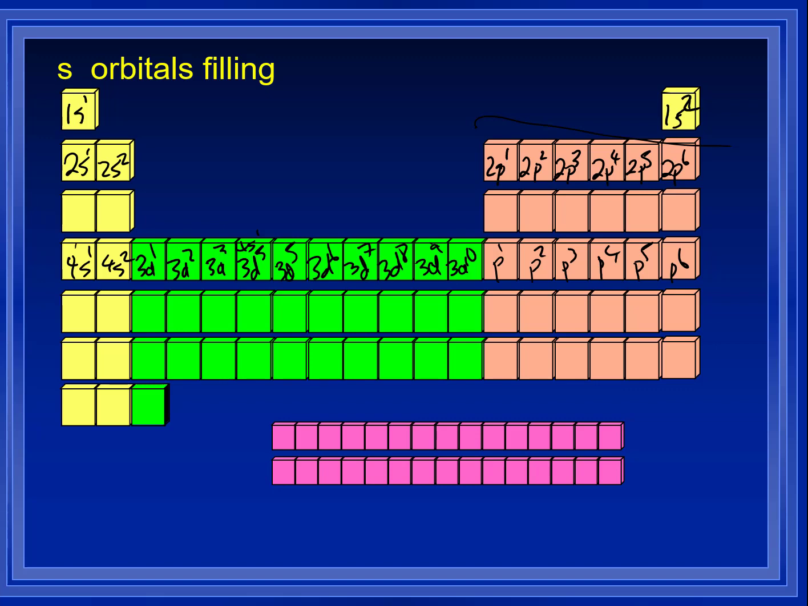Oh, you can't have d9. It should be d10 and s1. That's right. 4s1, 3d10. Right? You shouldn't have a d9.